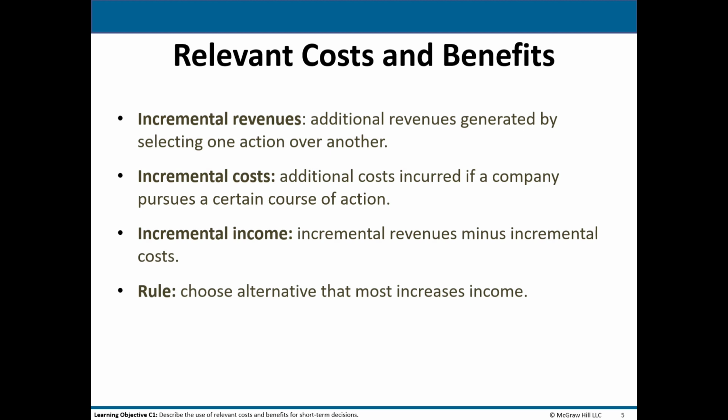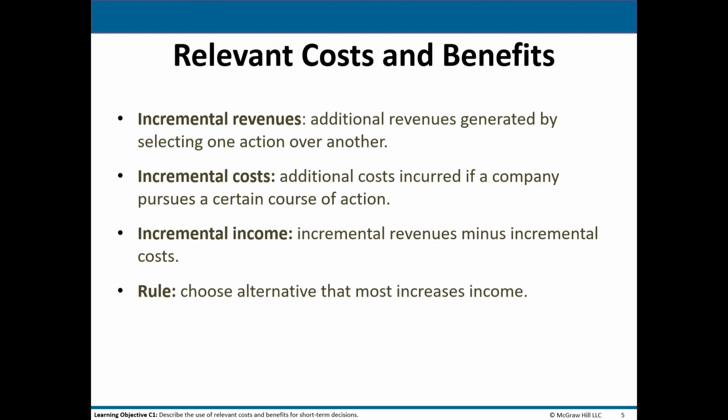So the incremental revenues are additional revenues generated by selecting a certain course of action over another. Incremental costs, also known as differential costs, are the additional costs incurred if a company pursues a certain course of action over another. Incremental income is just the incremental revenues minus the incremental costs.